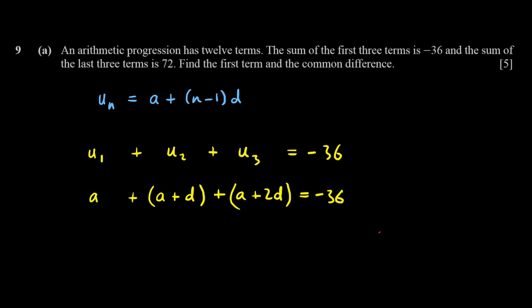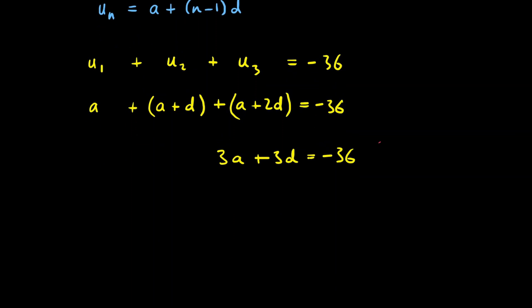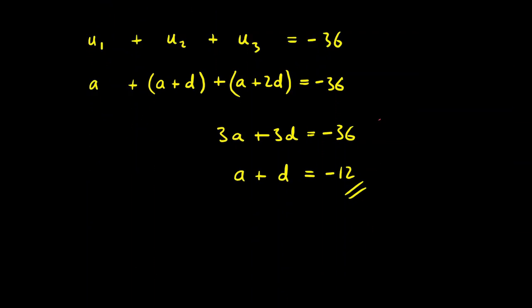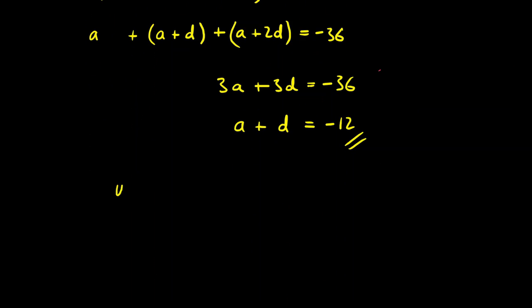Now, if we simplify all of that, we get 3a plus 3d is equal to negative 36. And hopefully you all can recognize that that's going to simplify to give a plus d is equal to negative 12 if we divide through by 3. Okay, then, the sum of the last three terms is 72. Now, if there are 12 terms in the progression, the last three terms are going to be the 12th term, the 11th term, and the 10th term. So what we can say is we know that the 10th term plus the 11th term plus the 12th term is equal to 72.